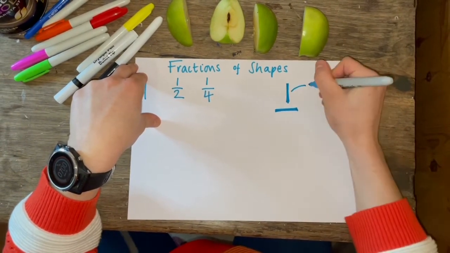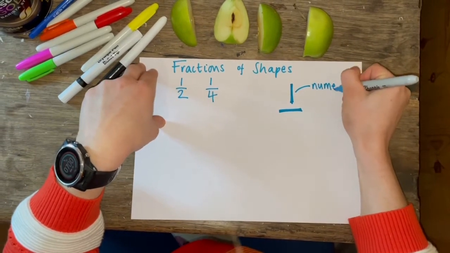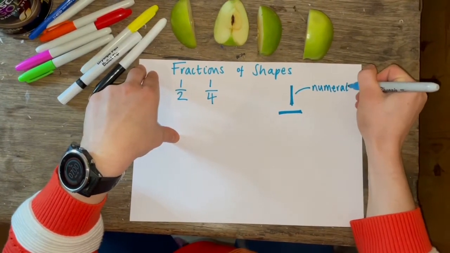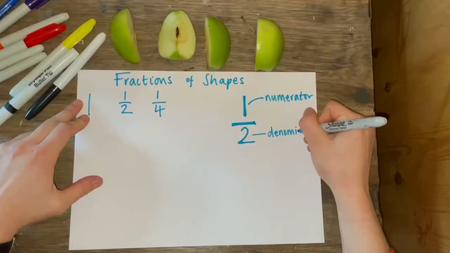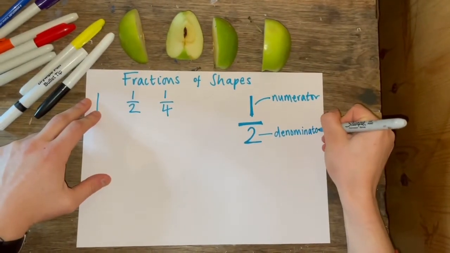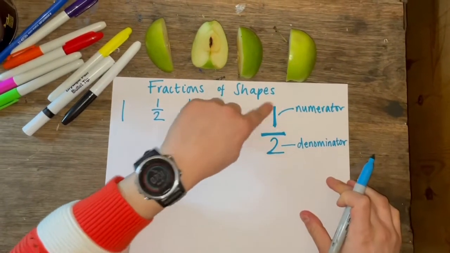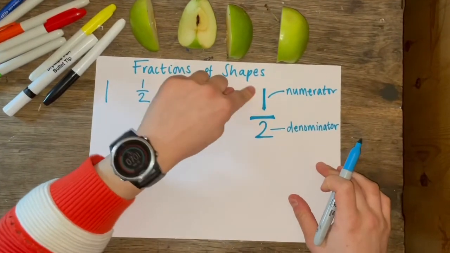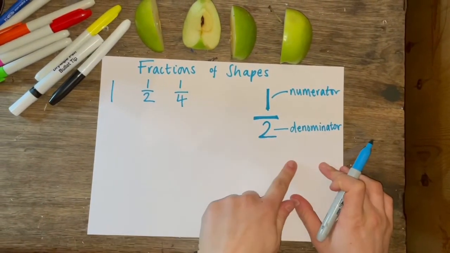This one is the numerator, so it basically means it's the top number. Oh, and let's see if I can fit it in. So the numerator, that's the top, and the denominator, that's the bottom number.